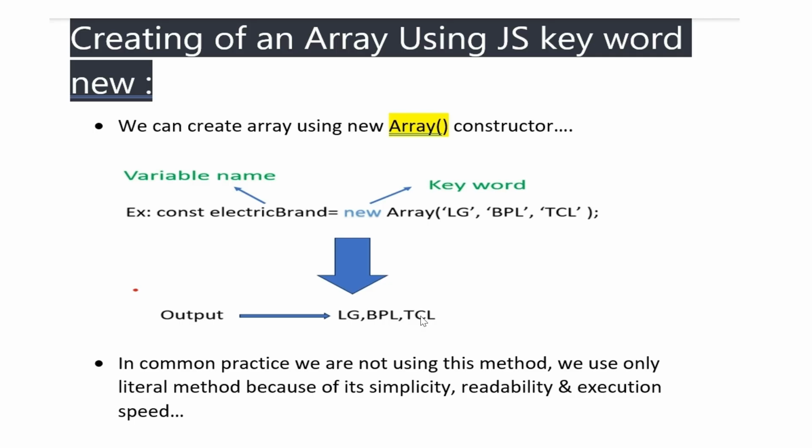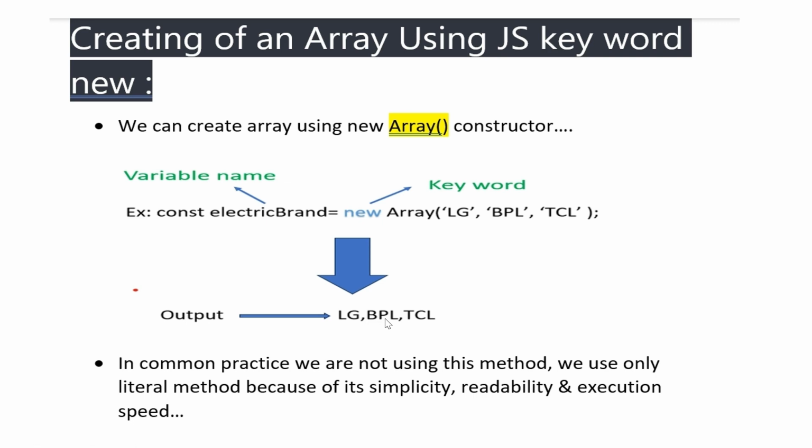Next is creating an array using the JavaScript keyword new. In this we can create an array using the new Array constructor. So new is the keyword, and new Array is the constructor. In this we can store the elements as LG, BPL, and TCL, and then the output is LG, BPL, TCL.